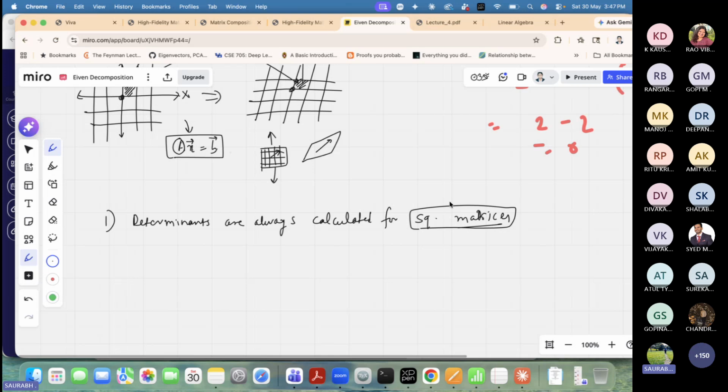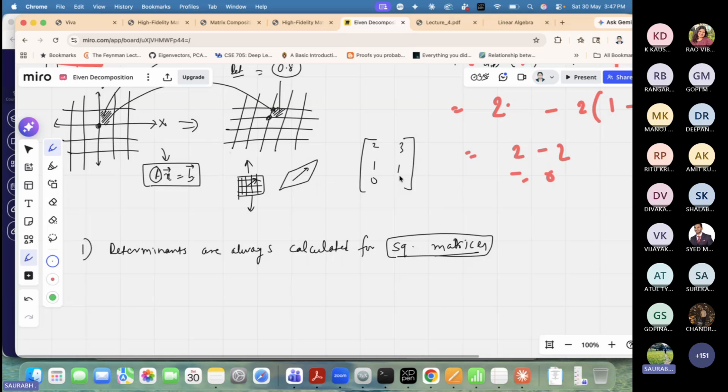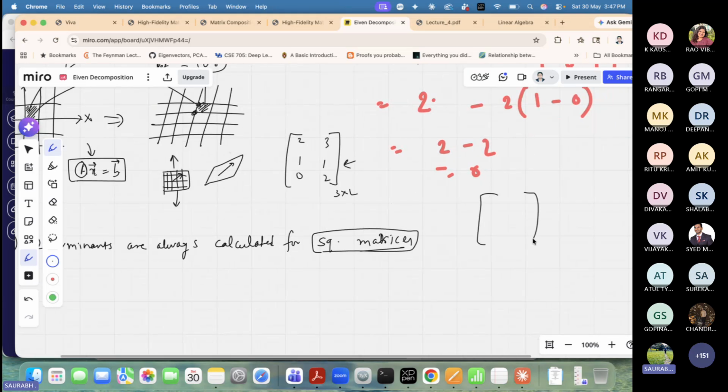Why can't we have a determinant for a matrix like this? 2, 1, 0, 3, 1, 2. It's a 3 cross 2 matrix, right? Why can't we find a determinant for a 3 cross 2 matrix? Why do we always have to find a determinant for either a 4 cross 4 matrix or a 2 cross 2 matrix? Basically, a square matrix, right? This is not an assumption actually; this is the overall rule that you have, that the matrix has to be a square matrix for finding the determinant. Why do you think it is such? Any idea that anyone has?